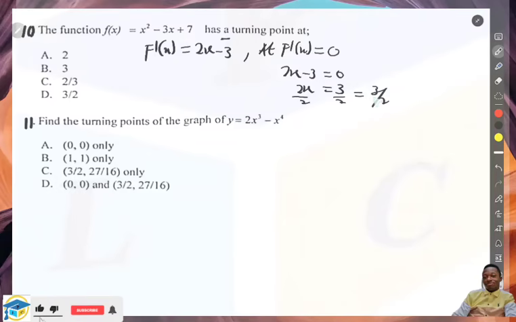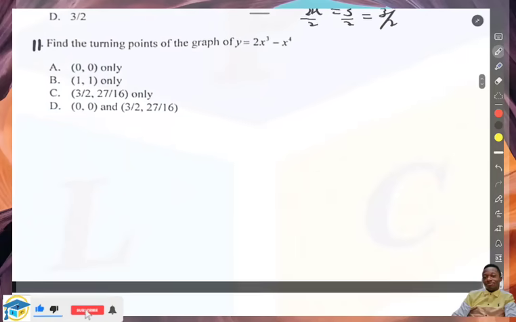So once you're able to get the x, that becomes the turning point of x. If we were asked to find y too, the question would say that has a turning point at, so it means that we have what? The coordinate of x and the coordinate of y, and we should have substituted this 3 over 2 into this original function, so that whatever we get as value, that becomes the value of what? Y. So let's take note of that. So let's move on to question number 11.